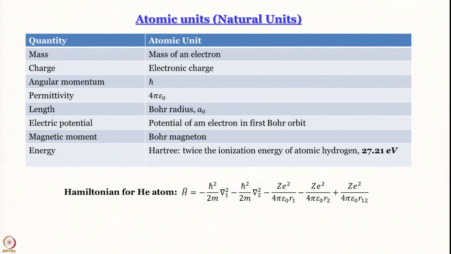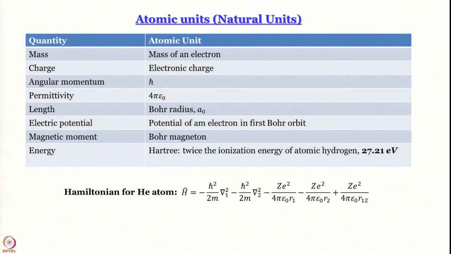With that background and knowing the Hamiltonian for helium atom, what is the Hamiltonian for helium atom? It is minus h cross square by 2m del 1 square minus z e square by 4 pi epsilon 0 r 1. That is the Hamiltonian for electron number 1. For number 2, it is minus h cross square by 2m del 2 square minus z e square by 4 pi epsilon 0 r 2. And what is this sore finger sticking out? Z e square by 4 pi epsilon 0 r 1 2, that is your electron-electron repulsion term, because of which we have had to study all these new things over the last couple of weeks.